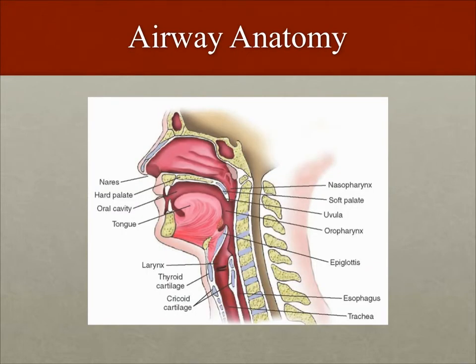This will be a short review of the airway anatomy that you learned at the beginning of the program. There are 2 openings to the human airway, the nose, which leads to the nasopharynx, and the mouth, which leads to the oropharynx. They are separated anteriorly by the palate and joined posteriorly in the pharynx. At the base of the tongue, the epiglottis separates the oropharynx from the laryngopharynx.